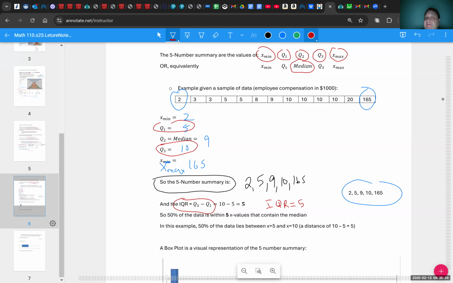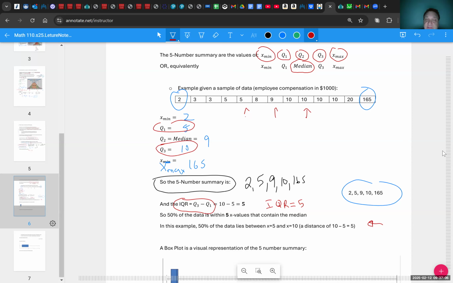Now we know that within 5 x values of the middle, basically between these 5 x values, we get 50% of the data. So those 5 x values contain the median. The median is 9, and we're going from 5 to 10. So between 5 and 10, between those two x values, 5, 6, 7, 8, 9, 10, right, we get 50% of the data. That's what the IQR tells us. So I wrote that actually right here. So 50% of the data lies between x equals 5 and x equals 10. Distance of 5, yeah. Okay.